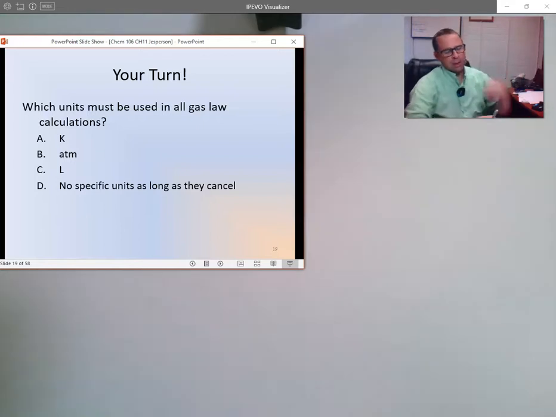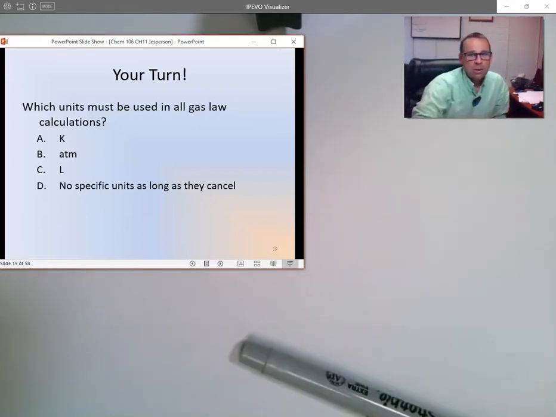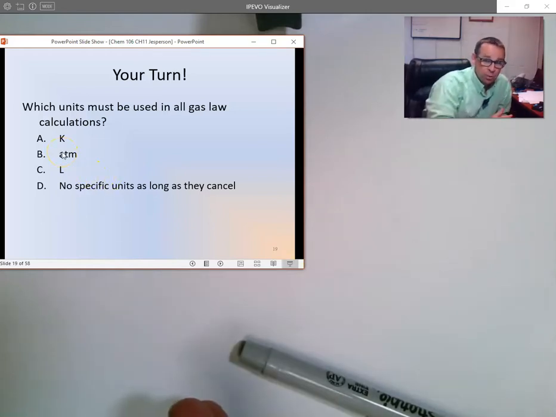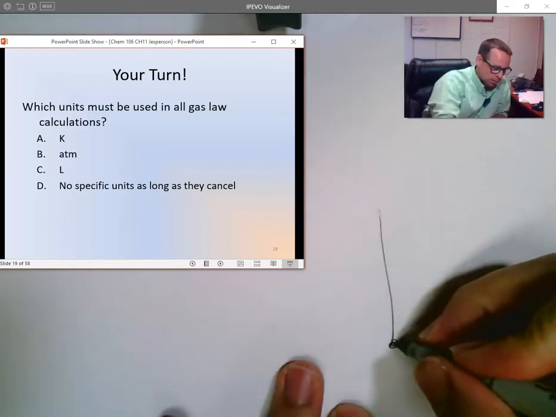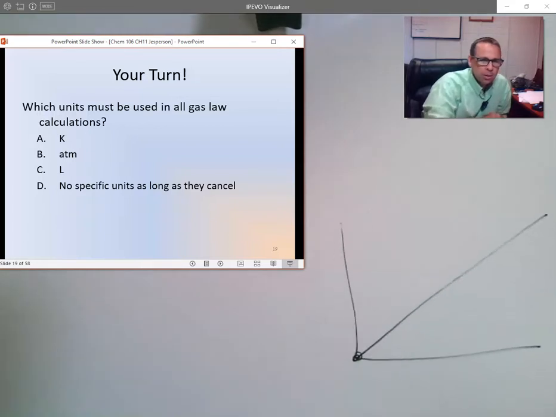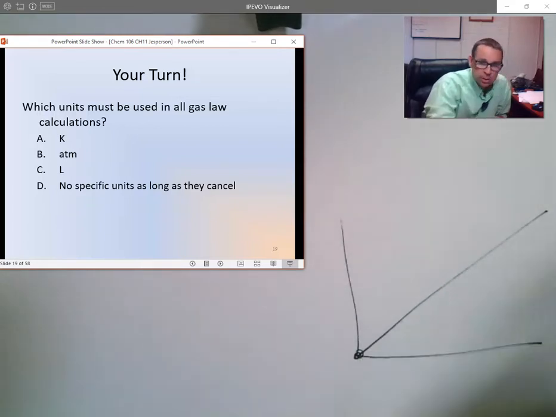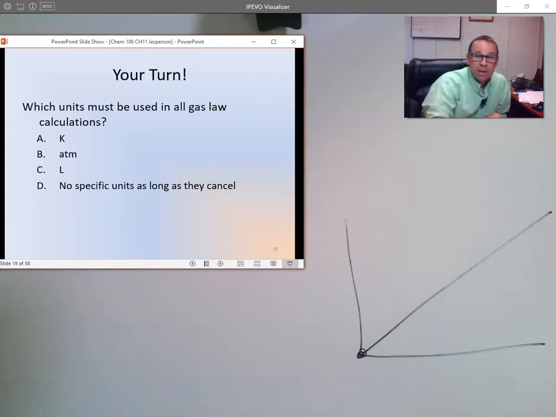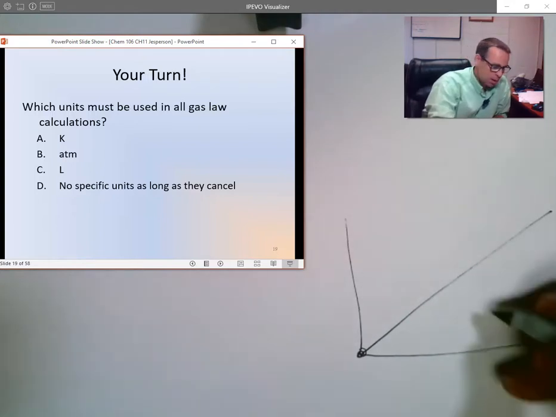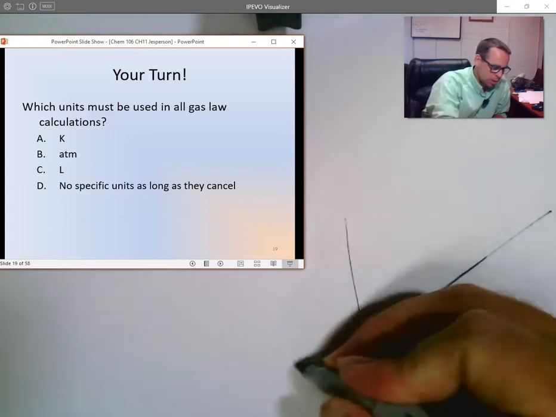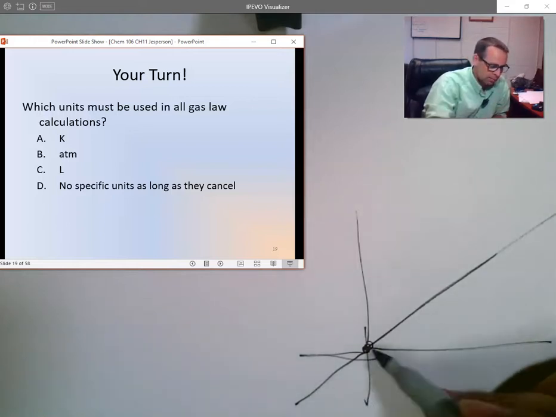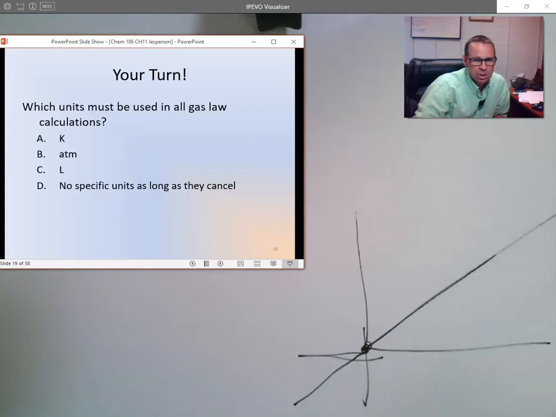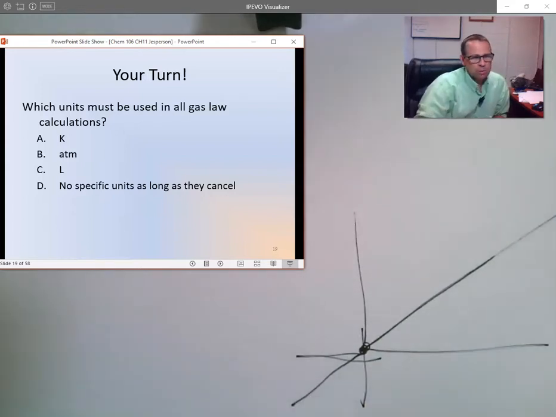That's right. Kelvin is the only one that needs to always be Kelvin. And that's because all these other parameters, atmospheres, can go from 0, which is the beginning point, linearly upward, right? Volume can start at 0 and go linearly upward. Kelvin can do that. Celsius doesn't do that. Celsius goes through 0 and then goes into negative, and so it's not a linear relationship starting at 0 and going forward.